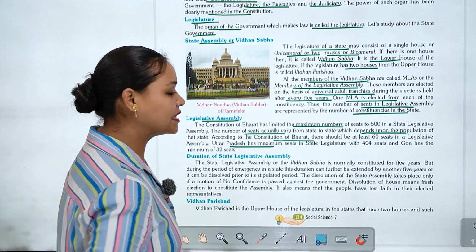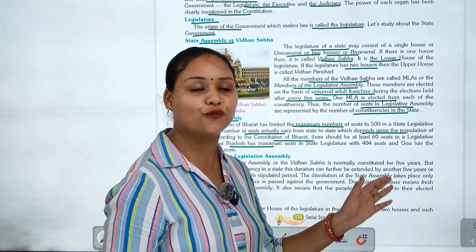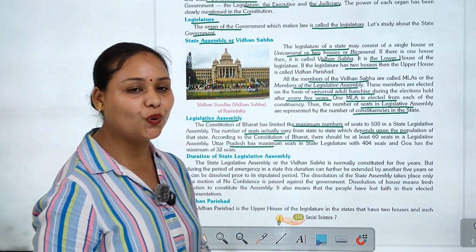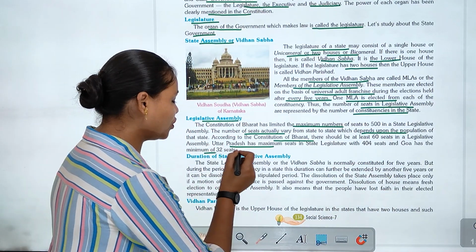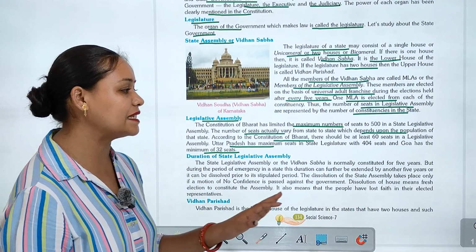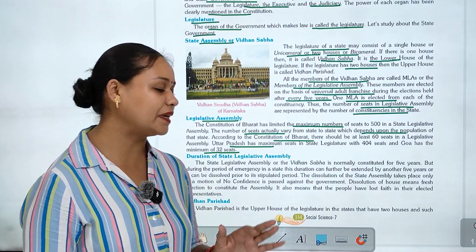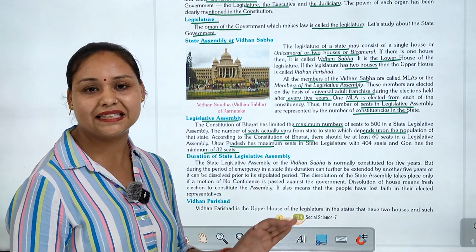Uttar Pradesh has the maximum state legislative seats with 404, while Goa has the minimum of 32 seats. उत्तर प्रदेश में सबसे ज्यादा सीटें हैं जैसे 404, उसी तरह गोवा में जनसंख्या कम होने के कारण वहां पर केवल 32 सीटें ही दी गई है.